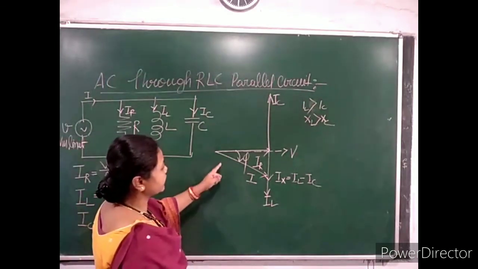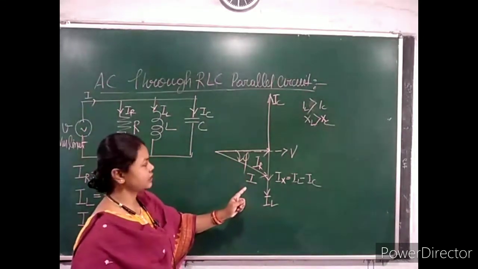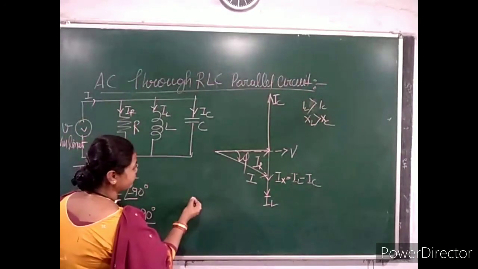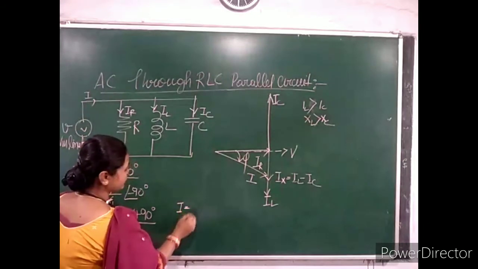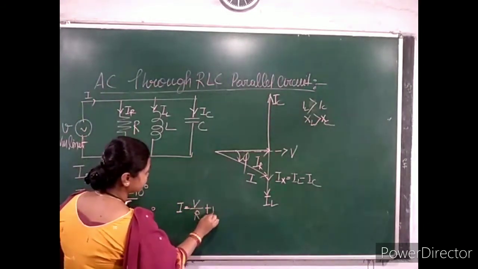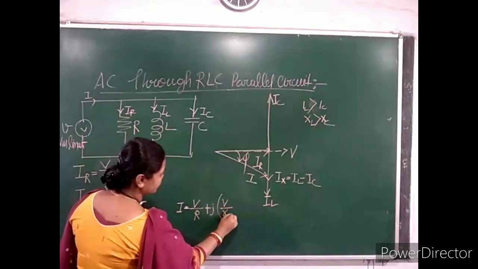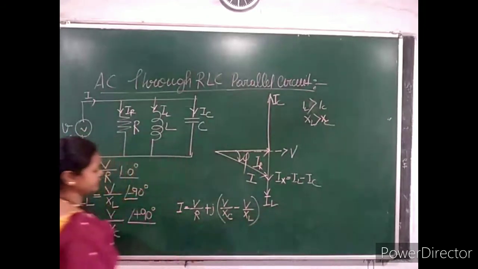This one is the current triangle because it represents the current phasors. Now, if I derive the equation for current, I is equal to V by R plus j (V by XC minus V by XL).